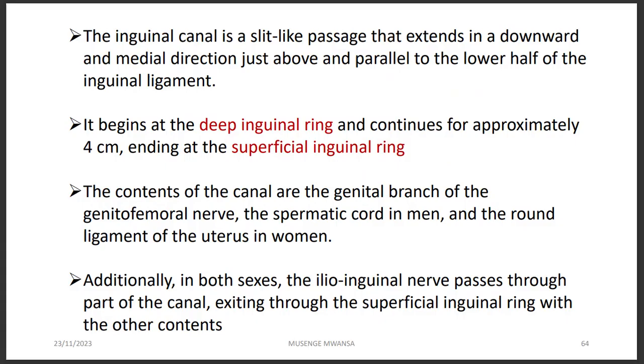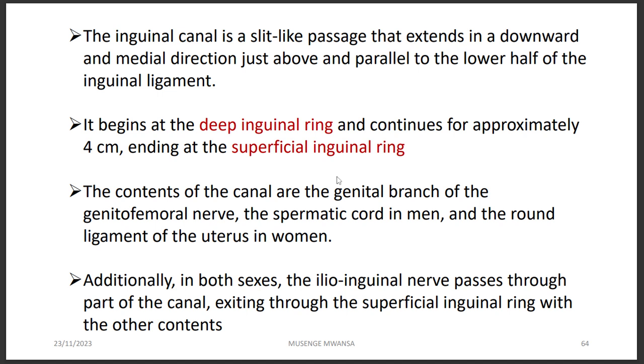So talk about the inguinal canal. The inguinal canal is a passage that extends in a downward and medial direction. It goes down but goes more medially, just above and parallel to the lower half of the inguinal ligament. I just wish you had watched the previous class, because we had described the inguinal ligament and these other things. It is going to begin at the deep inguinal ring and continue approximately 4 centimeters, and then it will go into the superficial inguinal ring.